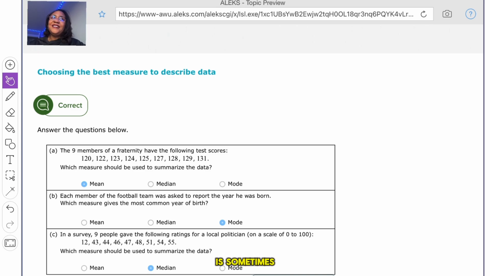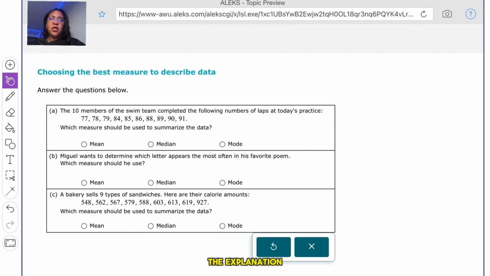You know how ALEKS is sometimes, likes to trick you. All right, let's do another one. And you can feel free to click on the explanation. So 10 members of the swim team completed the following numbers of laps at today's practice. Which measures should be used to summarize the data? That would be the mean.